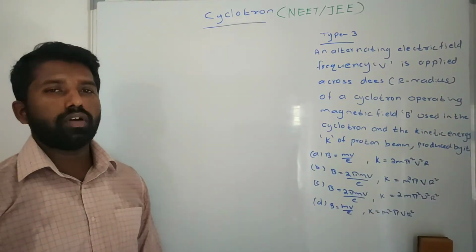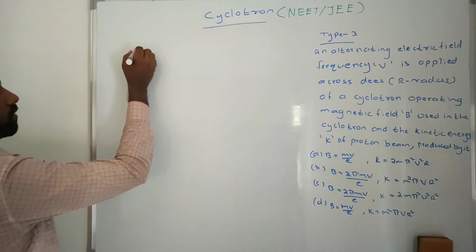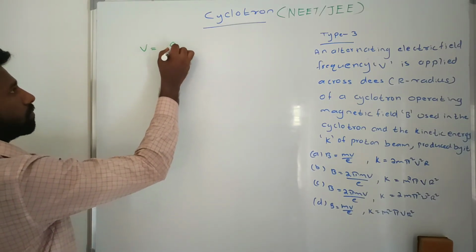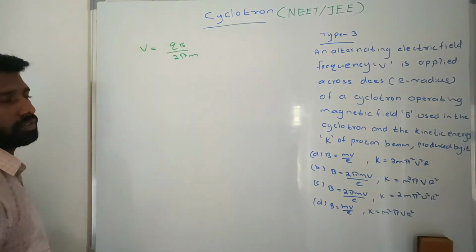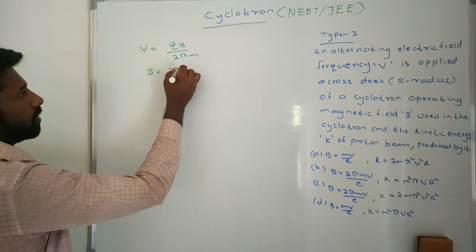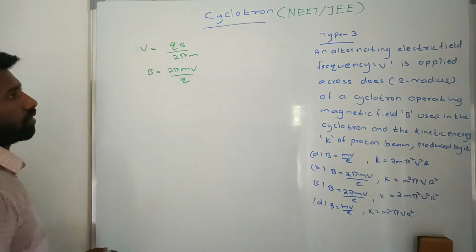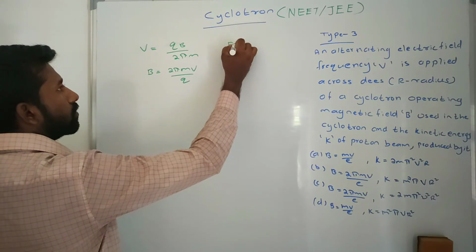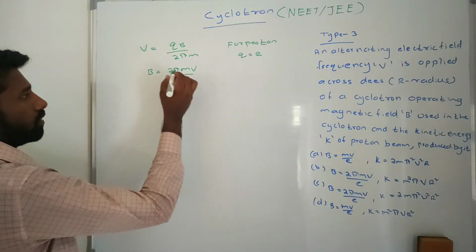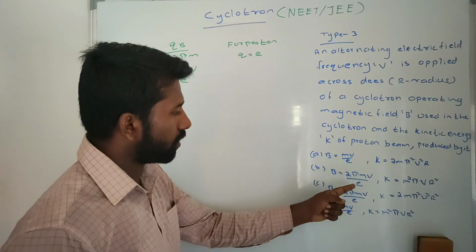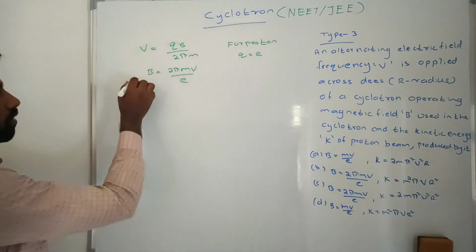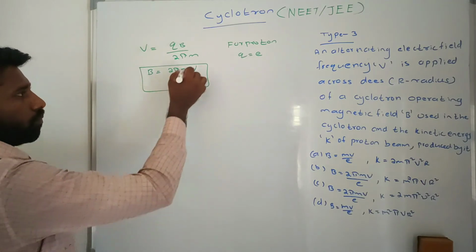What is the frequency of the cyclotron? The cyclotron frequency formula is V equal to QB divided by 2 pi M. From this I am going to find B. B is equal to 2 pi M V divided by Q. For a proton, Q is equal to E. So we get B equal to 2 pi M V divided by E. Here the second and third options are similar.